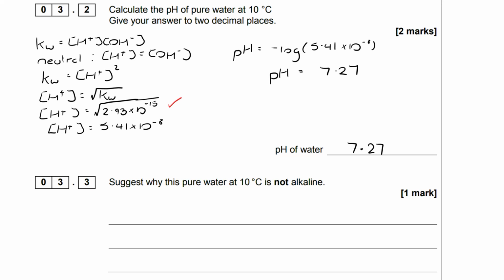Now, always on a calculation, ask yourself, is that reasonable? We know that it's 7.00 at 298 K, so a number relatively close to 7 does seem reasonable. So then I would be happy to move on.